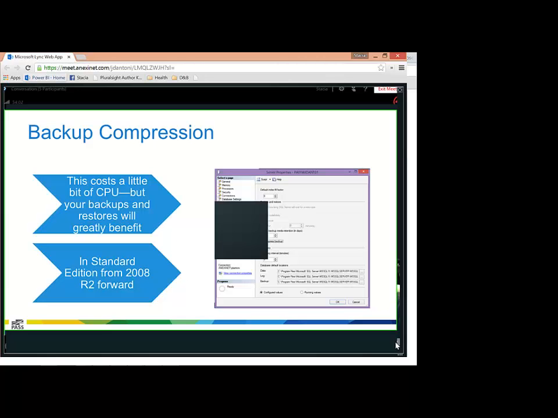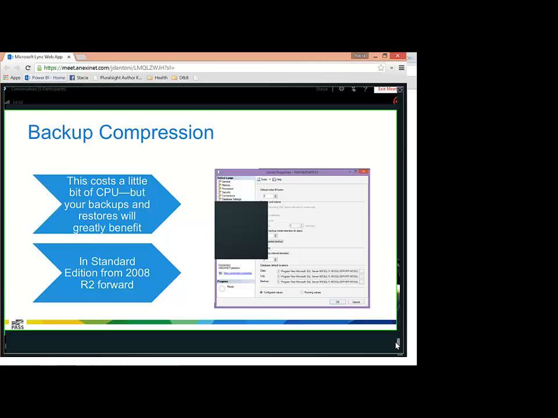This was introduced in SQL 2008. In 2008, it was an Enterprise Edition only feature. In 2008 R2, it moved into Standard Edition and has been there since. Generally speaking, the only trade-off to this feature is it costs you a little bit of CPU, but your backups and restores are going to be a lot faster.